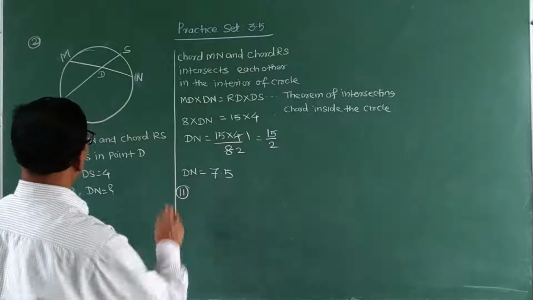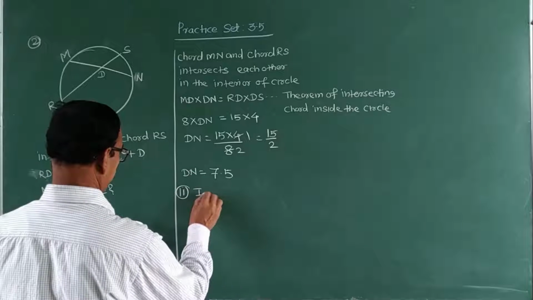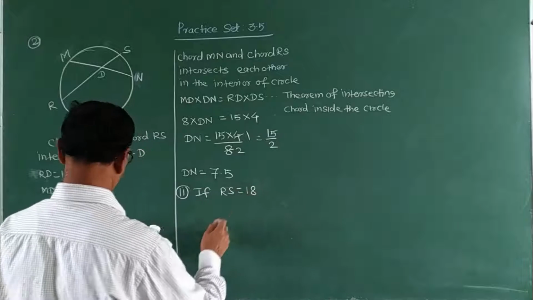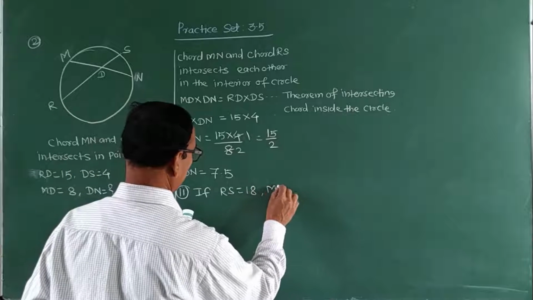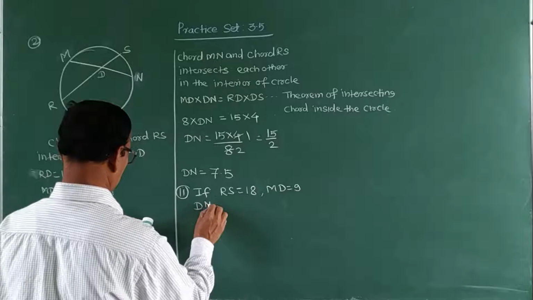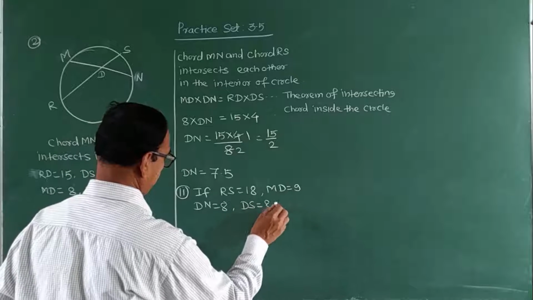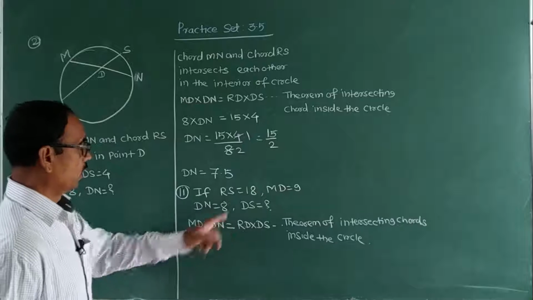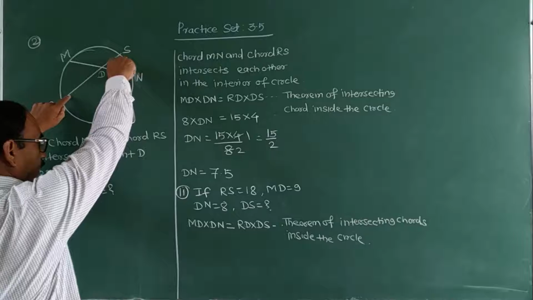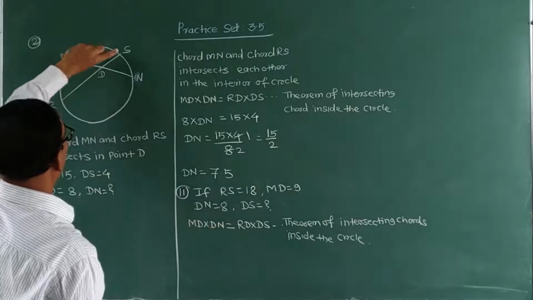To find the second answer, here we have given if RS is 18, MD is 9, DN is 8, and we have to find out DS. Here complete RS is given, that is 18. MD is given, DN is also given, and we have to find out DS.